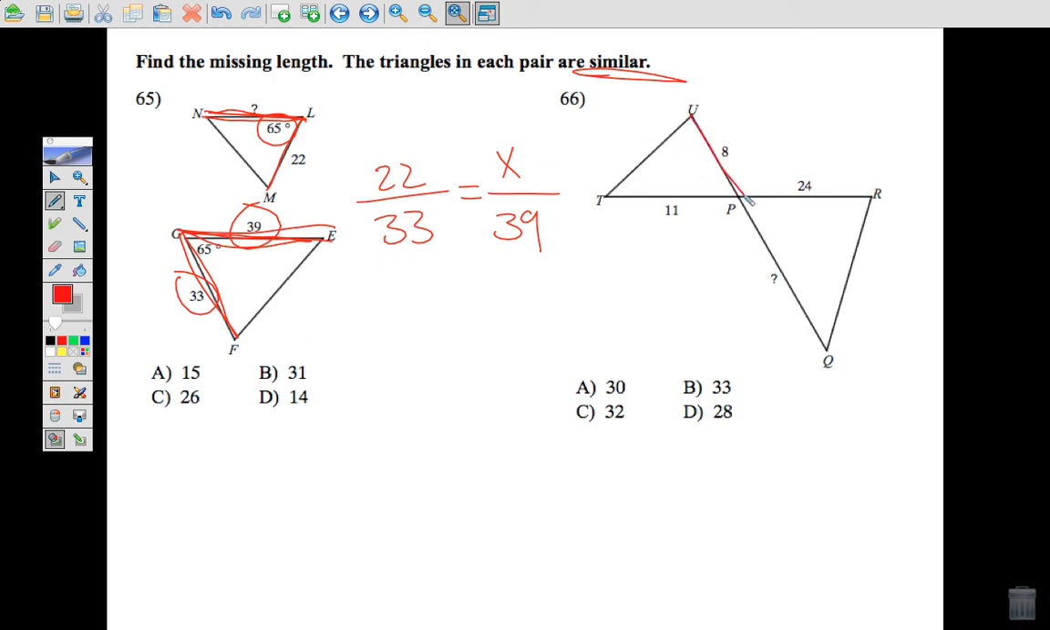On this one, 8's obviously the shortest, and then 11. Then I look at this one and I think that this one's shorter. So 8 goes with the 24. That's x. Cross multiply and solve.